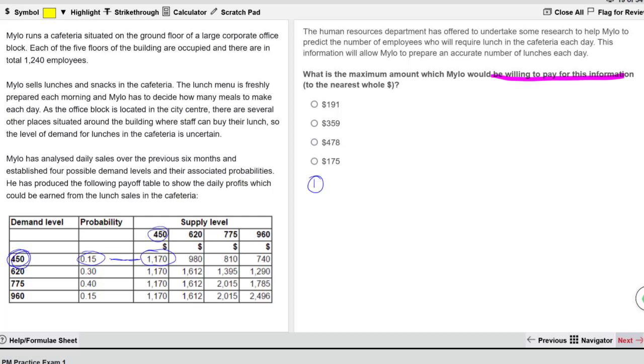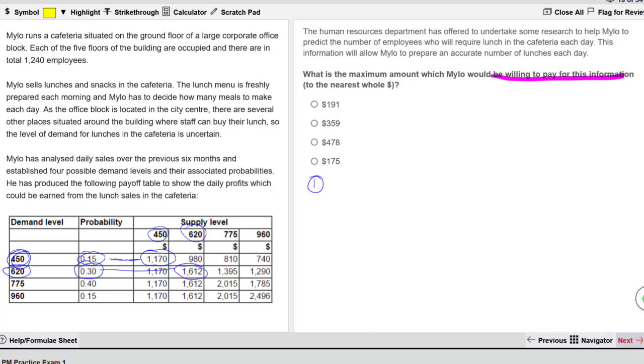Now, if we knew that demand was going to be 620, well, I would supply 620 and earn the 1612. Guys, there is a 30% chance of that happening, right? So I'm going to multiply the 0.3 by that. Okay?